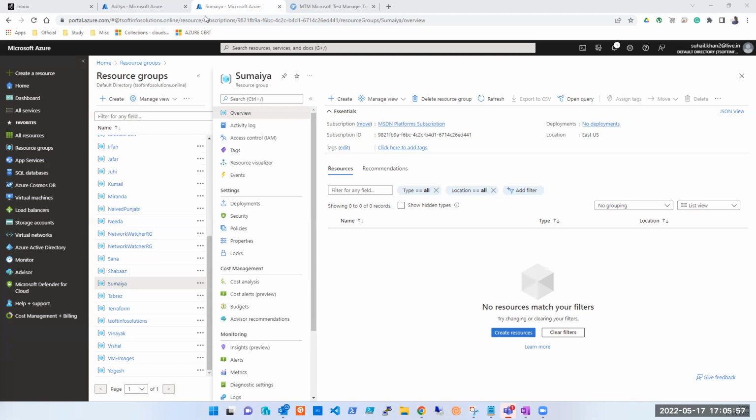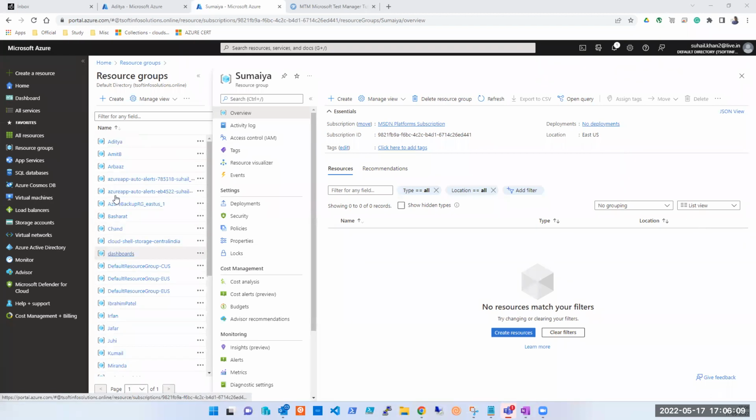Meanwhile, yesterday Amit and two more people asked me for access, I think Naved was there. He's not here today. Amit is not here. So to all of them, I have given the access on my subscription. But yes, they are not here.